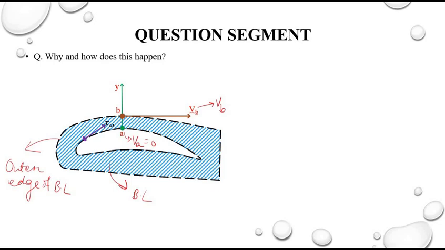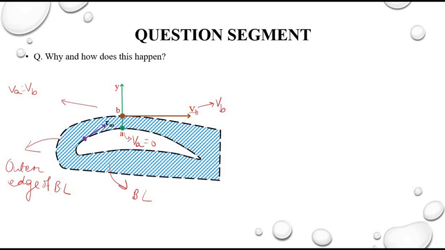On the contrary, you need to remember that when we consider inviscid flow, this VA is neglected and VA is equal to VB. That is, the velocity at the outer edge of the boundary layer is considered on the surface of the airfoil, because in inviscid flow we assume that there is no friction. Coming back to our boundary layer concept, here you see VA is equal to 0 and we have a finite value VB over here.